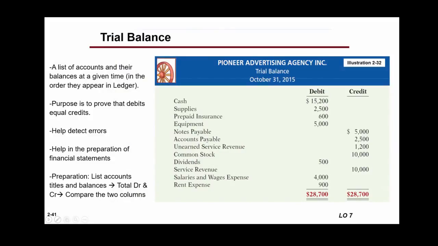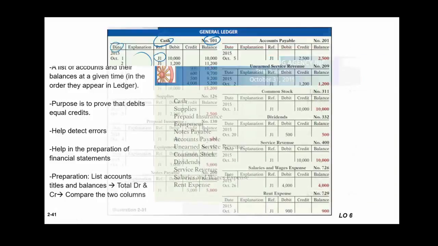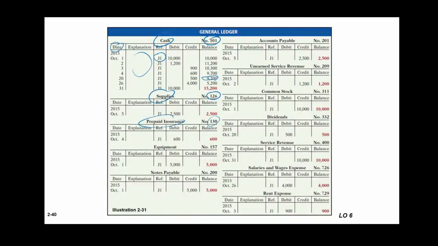So after that, companies would prepare a trial balance. Now, the trial balance is where they simply list all the accounts that we had, the balances of all the accounts as they appear in the ledger. So as you can see here, we have cash, supplies, prepaid insurance. We have the same thing. And then you use the balance here for each one of them.